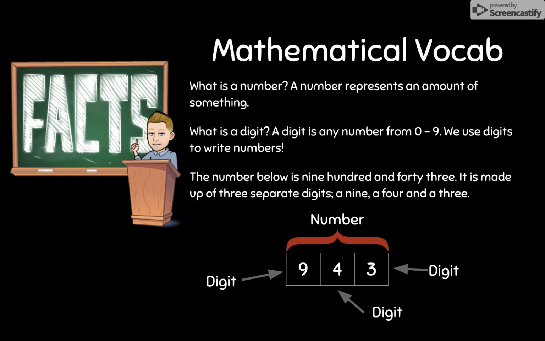So what is a digit? A digit is any number from 0 through to 9. We use digits to help us write numbers. The number below is 943. That is a single number. 943 is one number, however, it is made up of 3 digits. It is made up of the 9's digit, the 4 digit, and the 3's digit. That one number is made up of 3 digits.